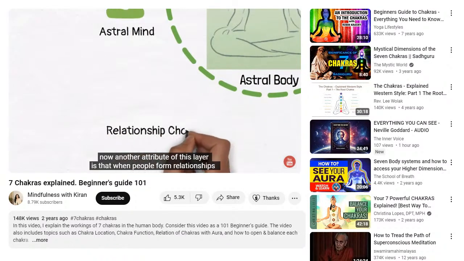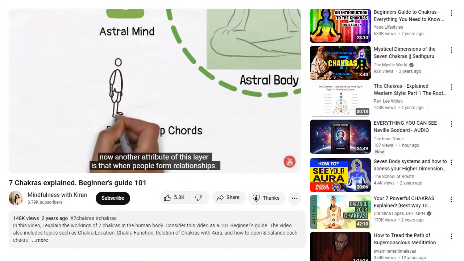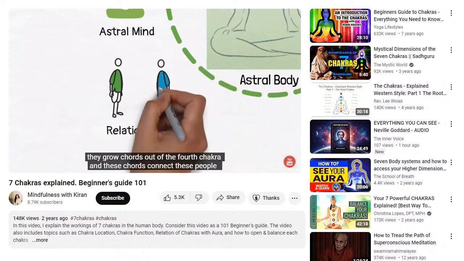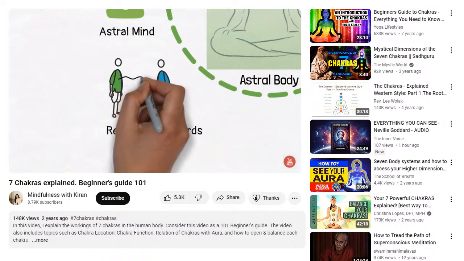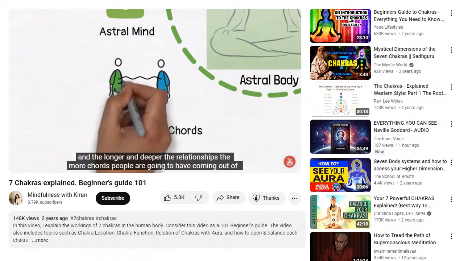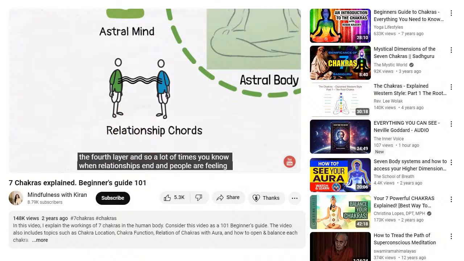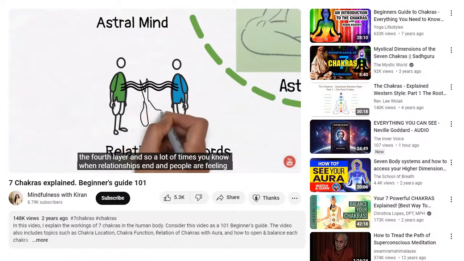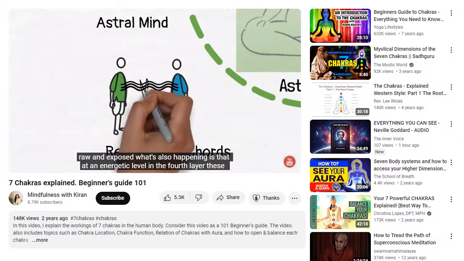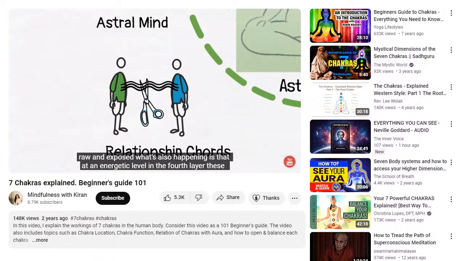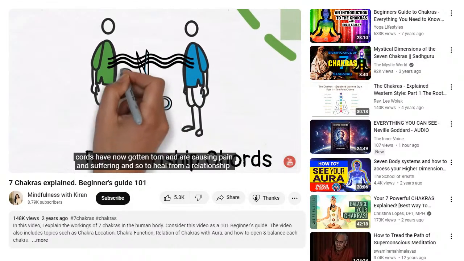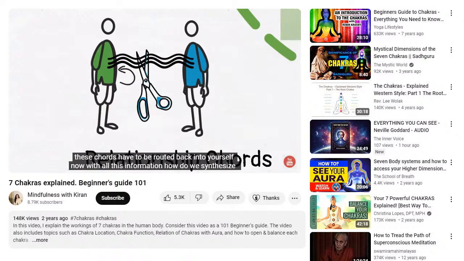Now, another attribute of this layer is that when people form relationships, they grow cords out of the fourth chakra, and these cords connect these people. And the longer and deeper the relationships, the more cords people are going to have coming out of the fourth layer. And so a lot of times, when relationships end and people are feeling raw and exposed, what's also happening is that at an energetic level, in the fourth layer, these cords have now gotten torn and are causing pain and suffering. And so, to heal from a relationship, these cords have to be routed back into yourself.